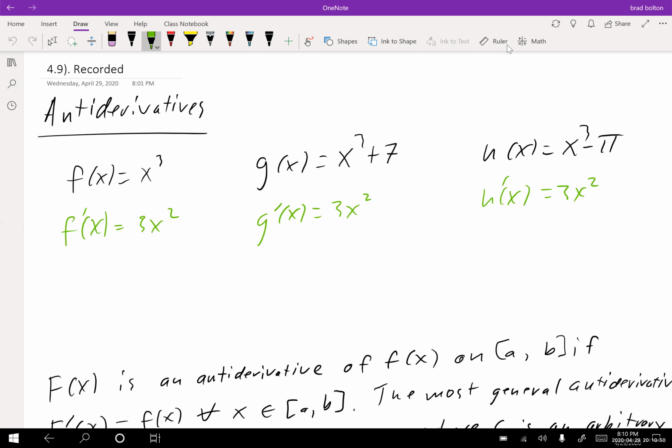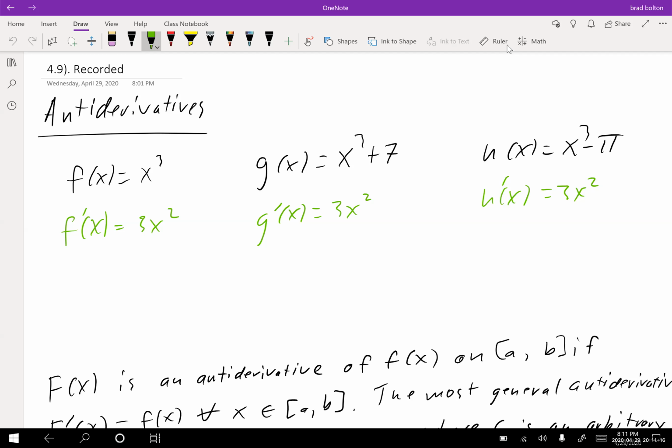So you notice that each of these functions are different functions. x cubed, x cubed plus 7, and x cubed minus pi are three completely different functions. Now they're related by the parent function, but they are still different functions. And it turns out their derivatives were all identical. So this can cause a problem when working with the antiderivative. So we're going to have to account for that. Okay.